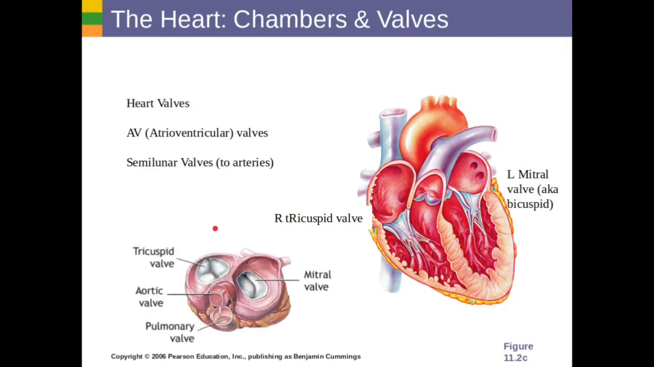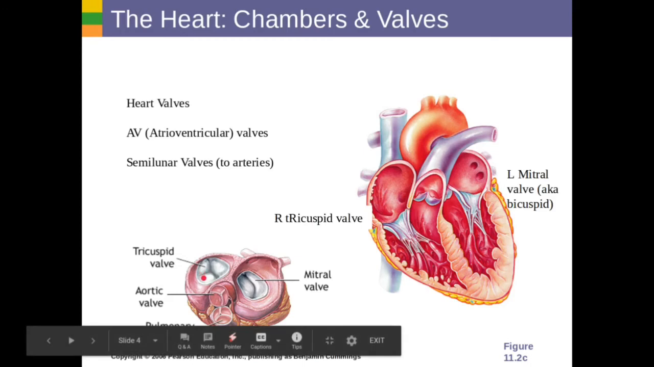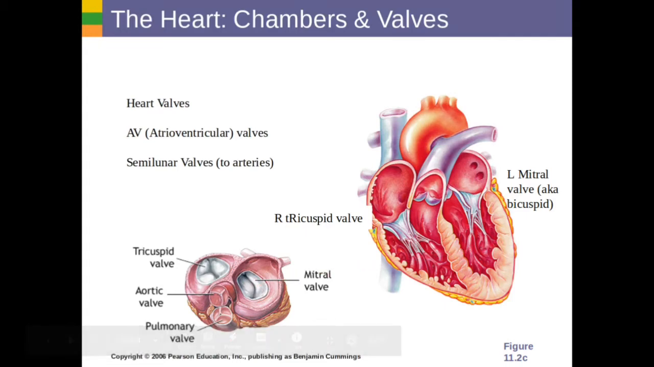Here's a view of the valves from up above, and you can see the three cusps of the tricuspid valve and the two cusps of the mitral valve. When the ventricles contract and there's a huge amount of pressure, these extra little strings, called the chordae tendineae, help the valves not blow inside out.